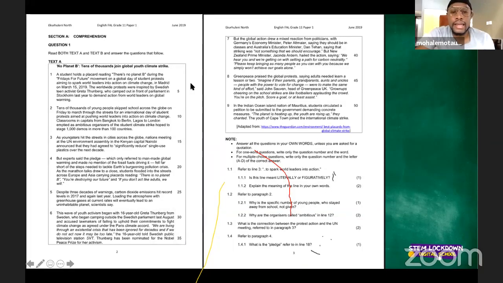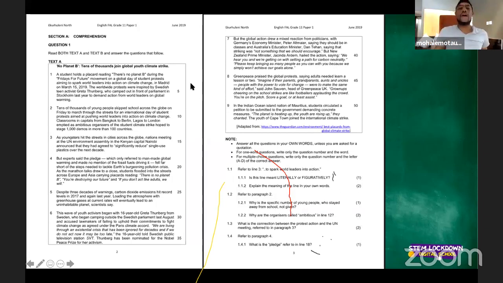In the Indian Ocean island nation of Mauritius, students circulated a petition to be submitted to the government, demanding concrete measures. "The planet is heating up. The youth are rising up," they chanted. The youth of Cape Town joined the international climate strike as well.